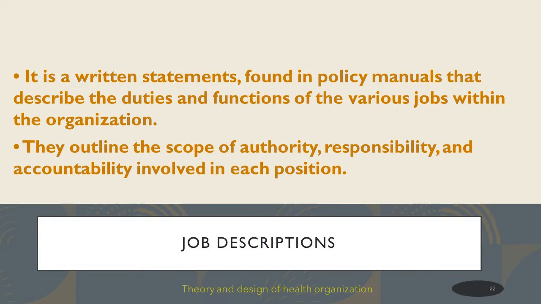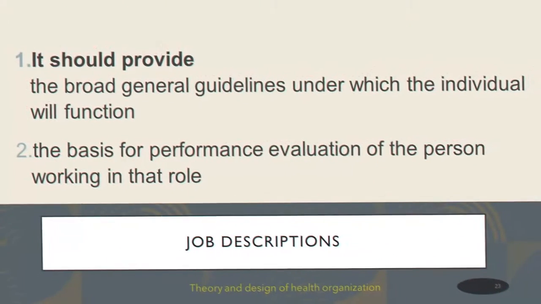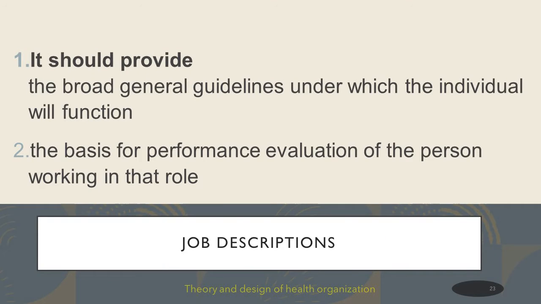Job descriptions refer to a written statement, found in policy manuals, that describes the duties and functions of the various jobs within the organization, and it outlines the scope of authority, responsibility, and accountability involved in each position. Job descriptions should provide the broad general guidelines under which the individual will function, and the basis for performance evaluation of the person working in that role.